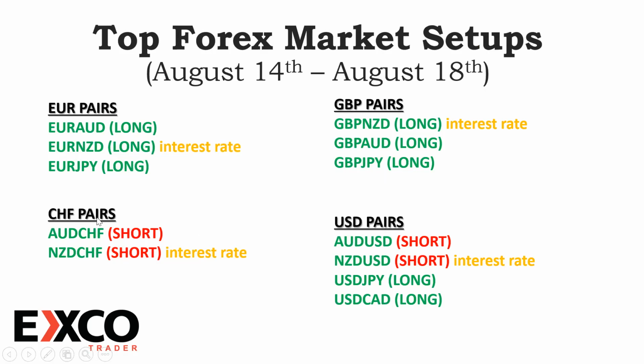Swiss pairs, I like Swiss pairs also, but just two pairs on Swiss pairs I would like to trade for the week. And that's Australian dollar, Swiss franc to the downside, New Zealand Swiss franc to the downside. And on USD pairs, I like about 4 of them. And that's AUD USD to the downside, NZD USD to the downside. Don't forget the interest rate there. USD JPY to the long side, USD CAD to the long side.